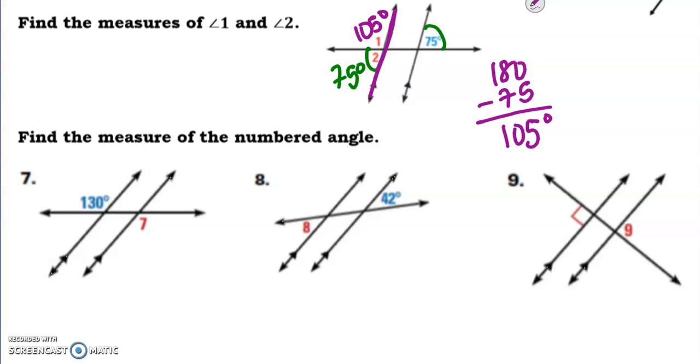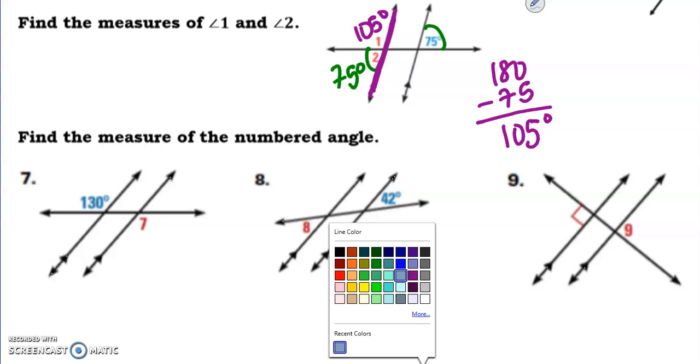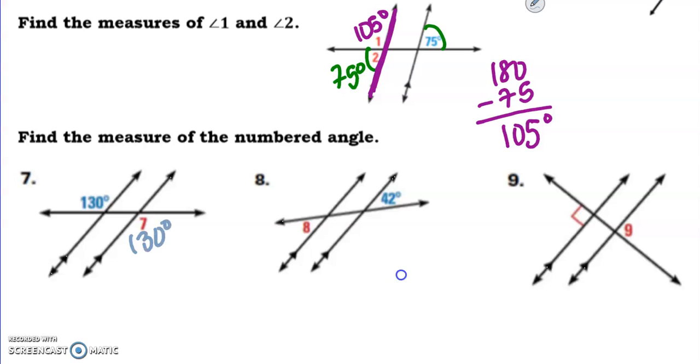So you can see that 105 plus 75 equals 180 degrees. And that's how many degrees are in a line. So here we have alternate exterior angles, so the measure of angle 7 is also 130 degrees. Here we have alternate exterior angles, so measure of angle 8 is 42 degrees, and here we have alternate exterior angles, so the measure of angle 9 is also 90 degrees. So corresponding, alternate interior, and alternate exterior angles are congruent.